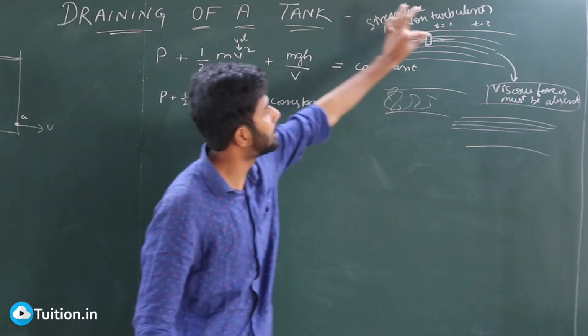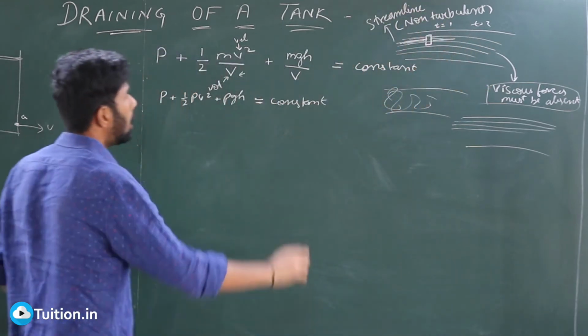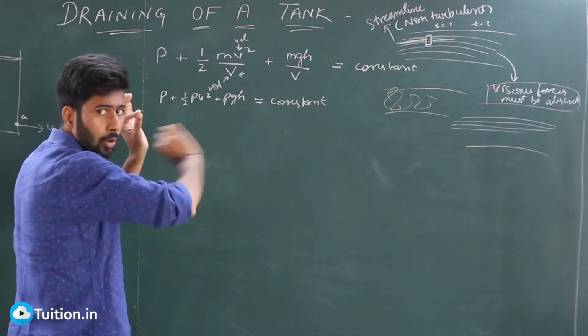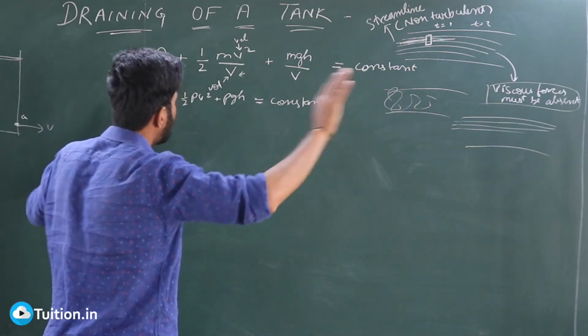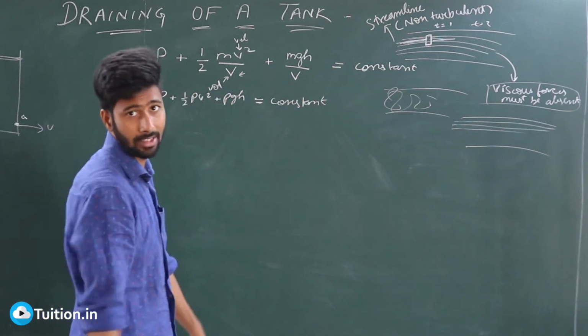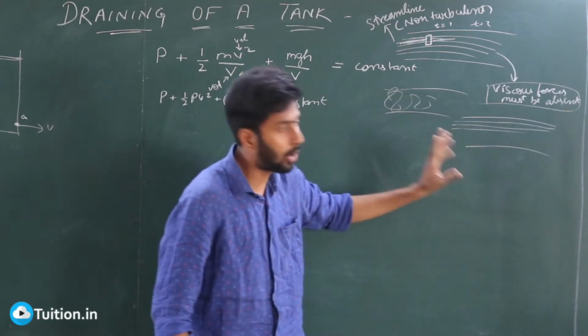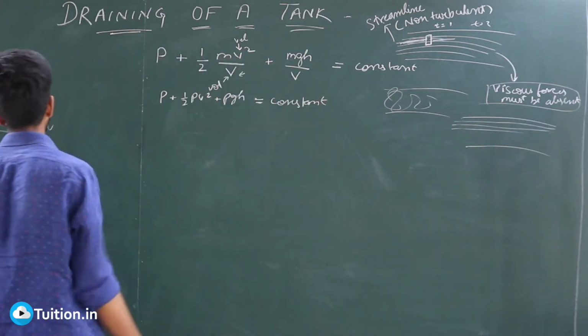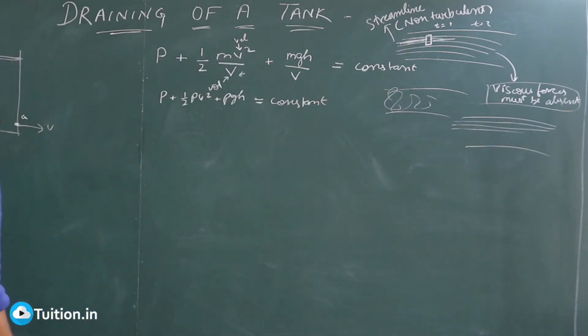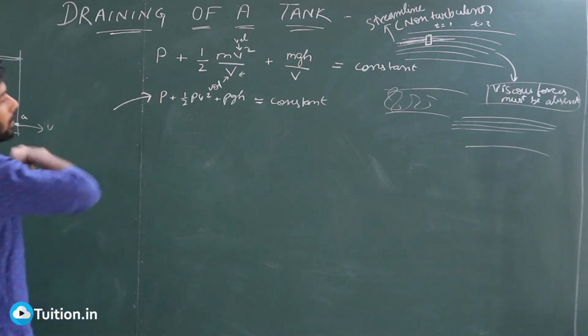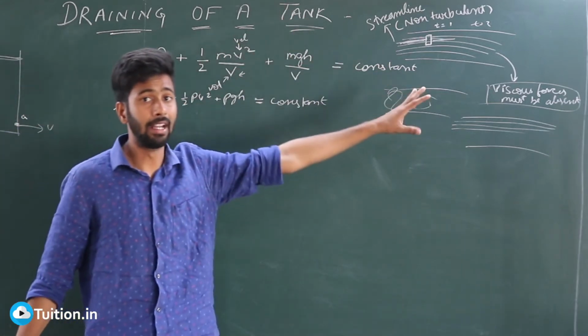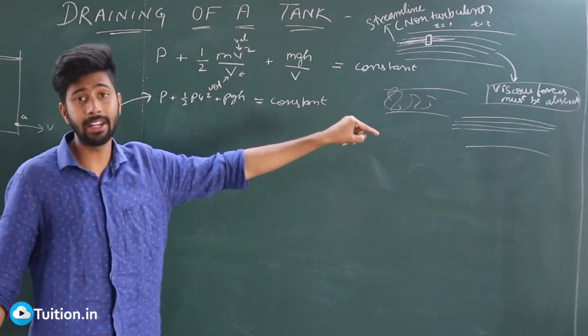I hope you can visualize what streamlines are, right? All of the liquid particles are on their own streamlines, and the streamlines are flowing constant. They are not intersecting with each other. These streamlines are not allowed to intersect with each other, right? That's what is known as a streamline flow. So this equation is valid only if your flow is streamlined. In fact, it's valid only on a streamline, right?